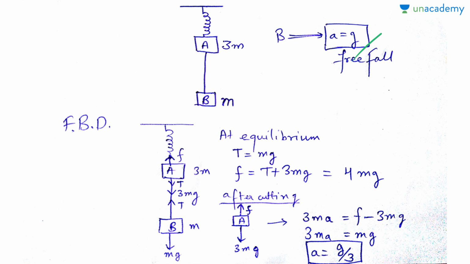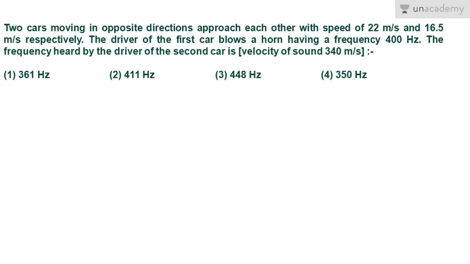Now let us look at the next question. Two cars moving in opposite directions approach each other with speeds of 22 meter per second and 16 meter per second respectively. The driver of the first car blows the horn having a frequency of 400 hertz. The frequency heard by the driver of the second car is, given the velocity of sound as 340 meter per second. These are the four options given. It is a very simple problem from the sound chapter. Now let us look at the solution.